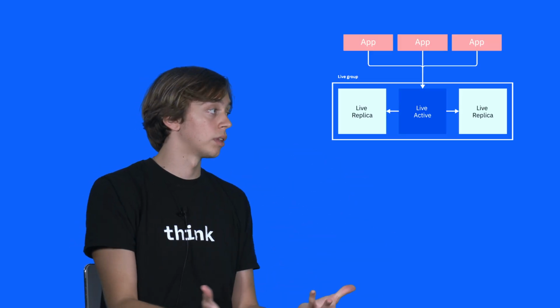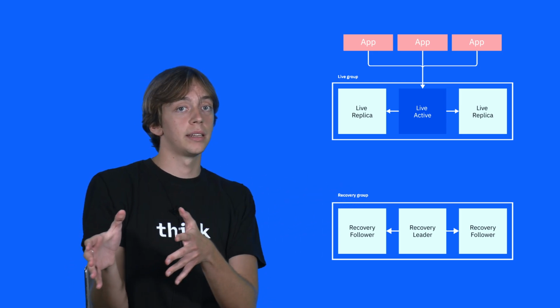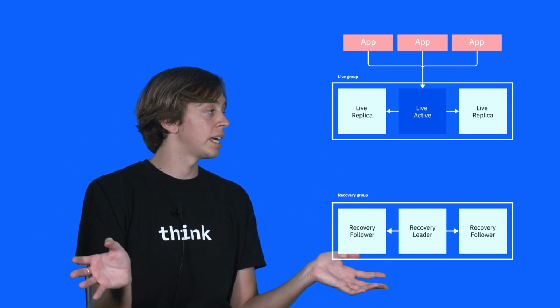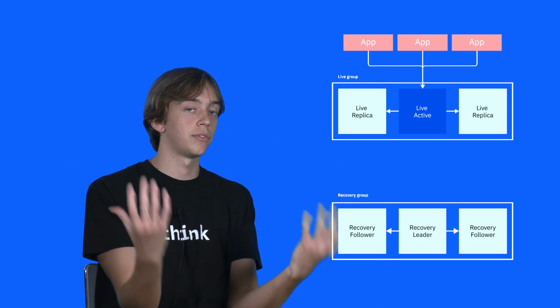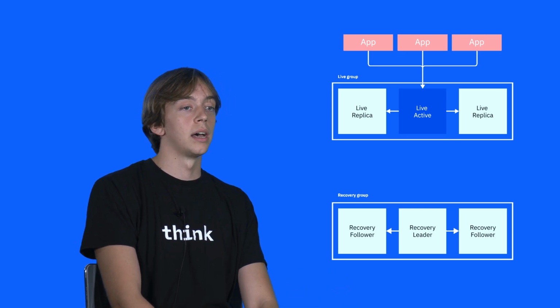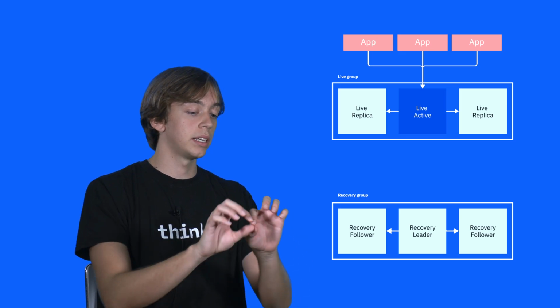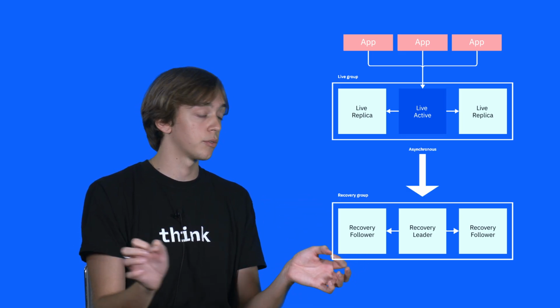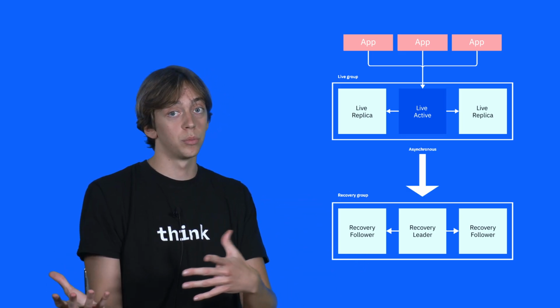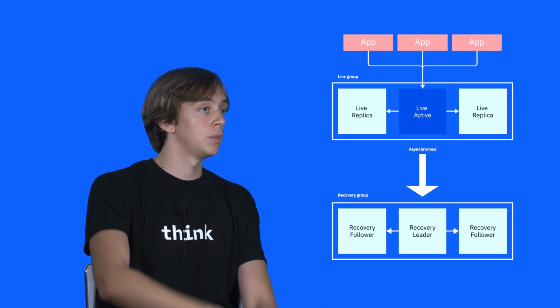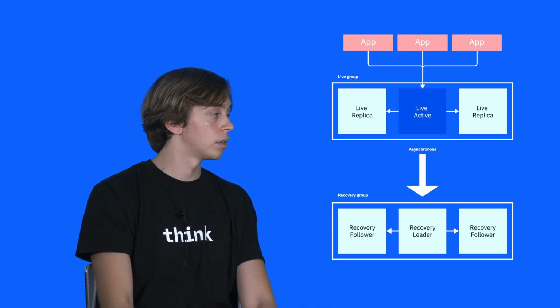But that's where cross-region replication comes in. Your native HA queue manager, which we call the live group, is replicated in a separate location far enough away that an outage can't affect both instances at once. This replicated group is called the recovery group, and it's updated asynchronously by the live group. That way, if the live group does go down, your recovery group can pick up the work, and that minimizes any data loss.